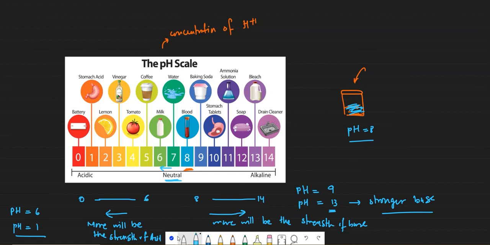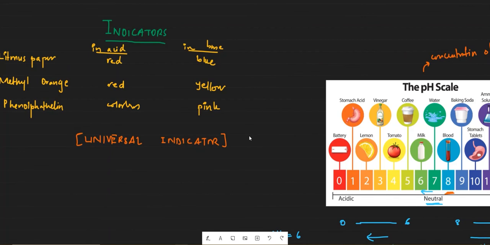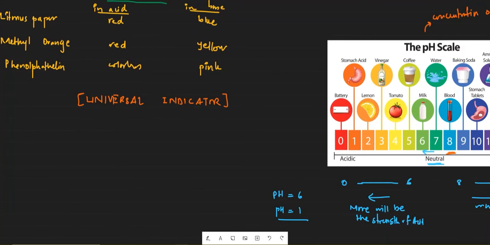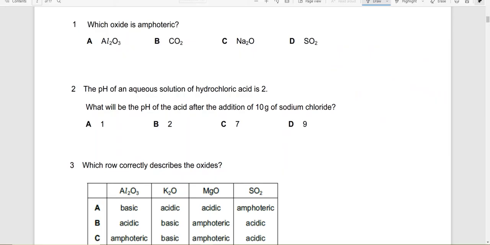So this was all from this chapter. Now we're going to do some past paper questions and apply these concepts. So, switching to another screen. Which oxide is amphoteric? I told you that there are three oxides that are amphoteric: aluminium oxide, zinc oxide, and lead oxide. So clearly it's going to be aluminium oxide.